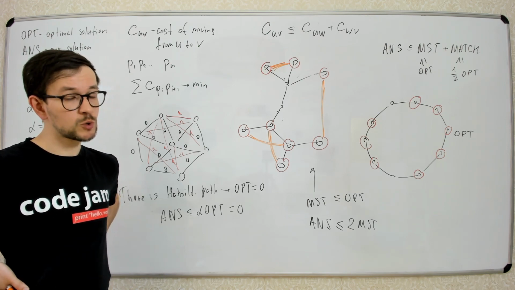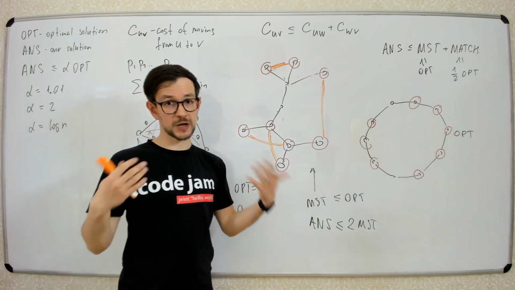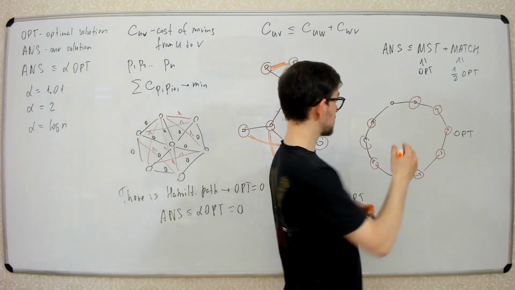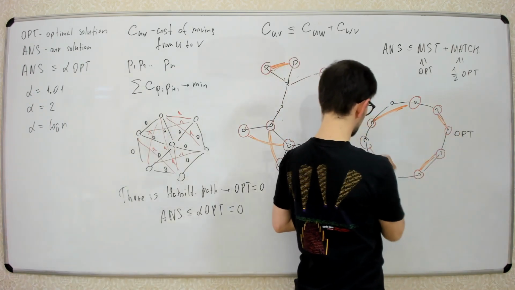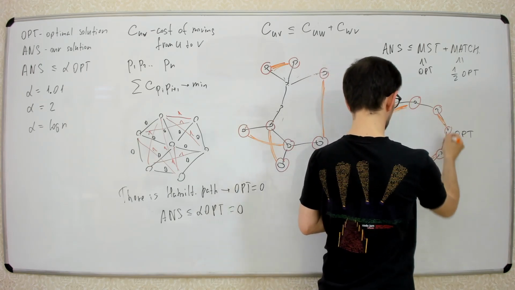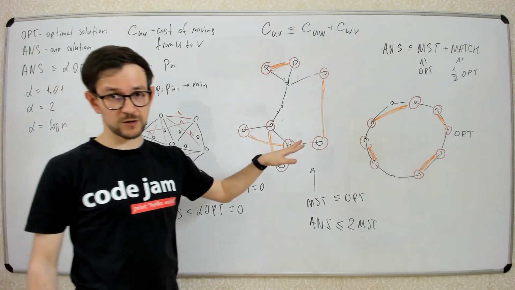What do we want to do? We want to build a matching. So how do we build a matching from a cycle? We can just match the adjacent nodes. So let's take this, this, and this. It looks like half of this cycle, right?